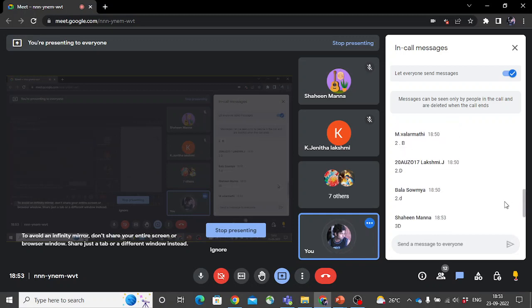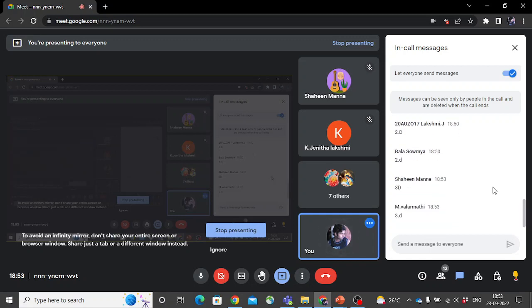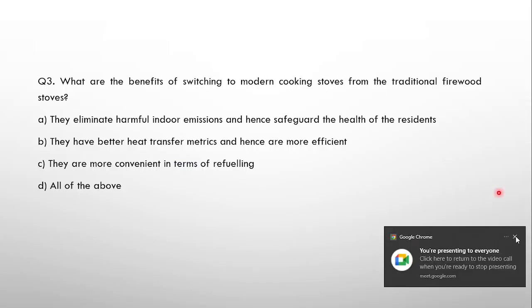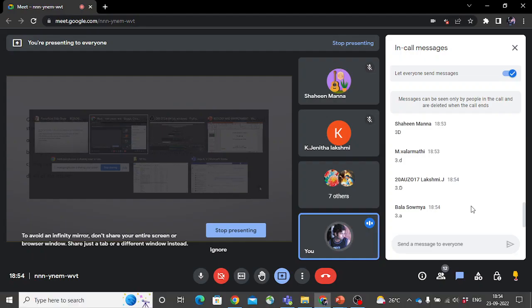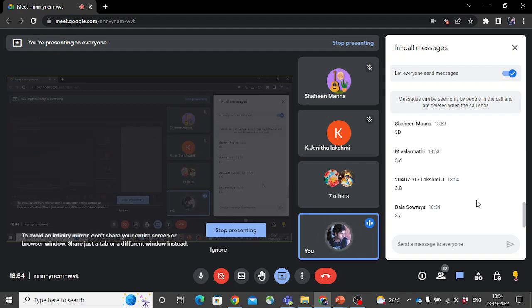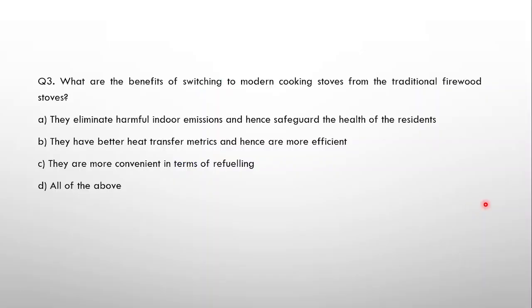All right, we have more answers. Are you sure? Are you sure that it's A? A is of course correct, but have a look at the other options also. Okay, about the heat transfer and then convenience in terms of refueling.